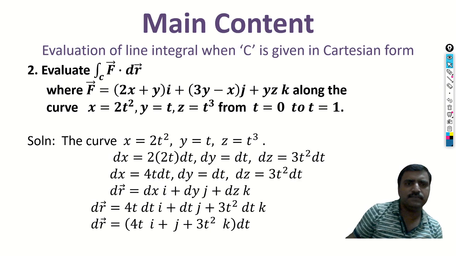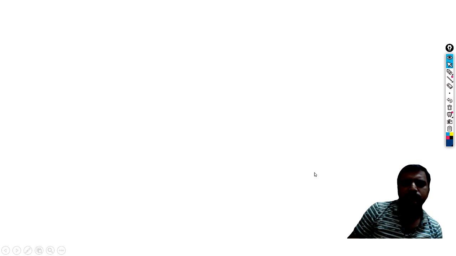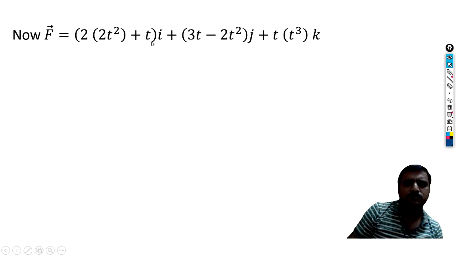What is f? f is (2x + y)i + (3y - x)j + yzk. To find f dot dr, first we have to reduce f completely in terms of t. That means substitute the x, y and z values in f. So when x is 2t square and y is t, it becomes (2 into 2t square plus t)i plus (3t minus 2t square)j plus t into z, that is t cube, k.